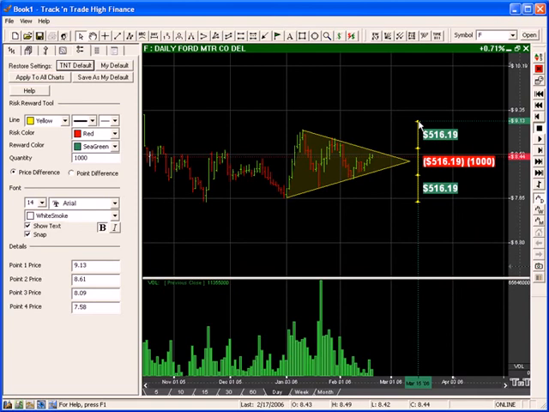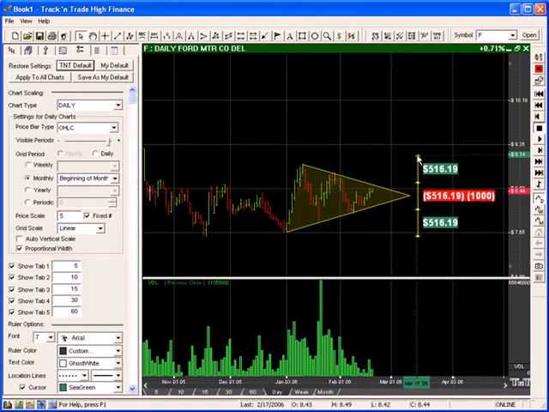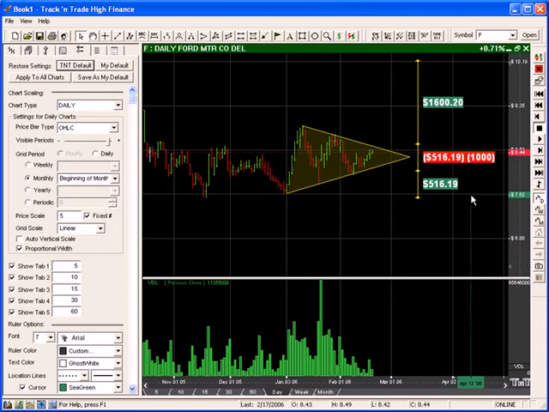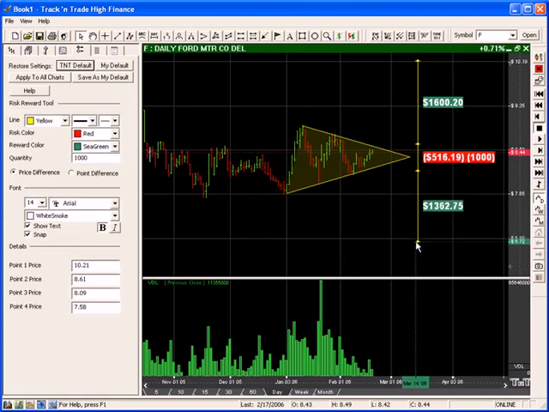Well, our reward potential is how far we expect or anticipate this market to go. If the market was to go up to $10, we would then have a $1,600 profit potential with a $500 risk. If the market was to break lower and go down, and was going to break down and go to $6.80, we would then have a $516 risk potential for a $1,300 profit.